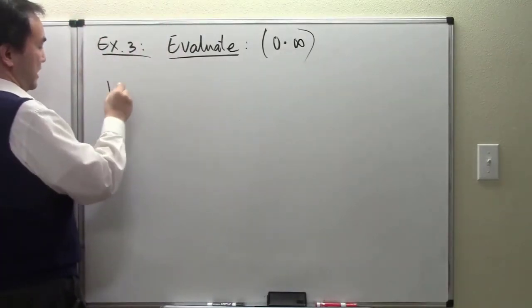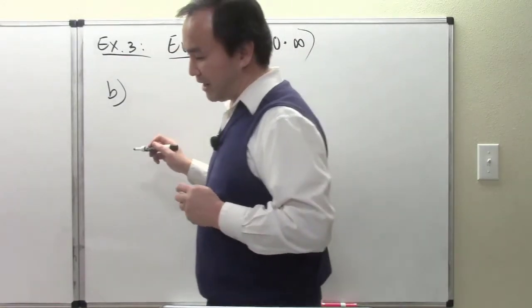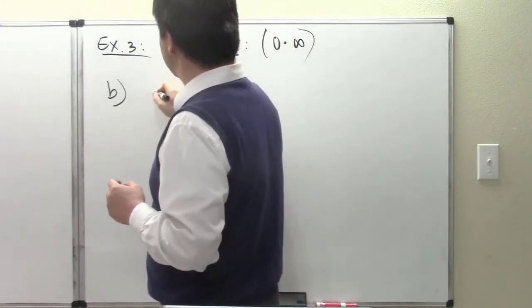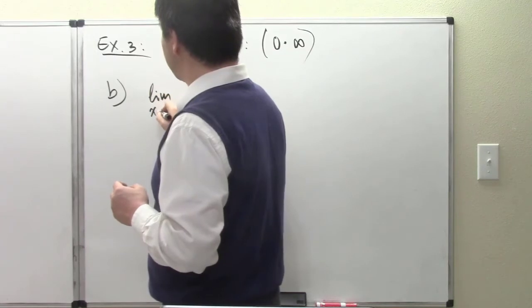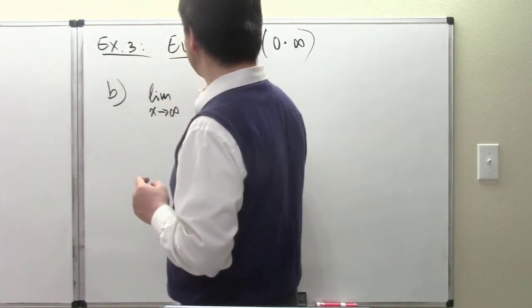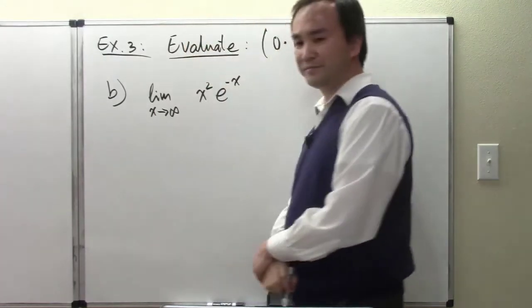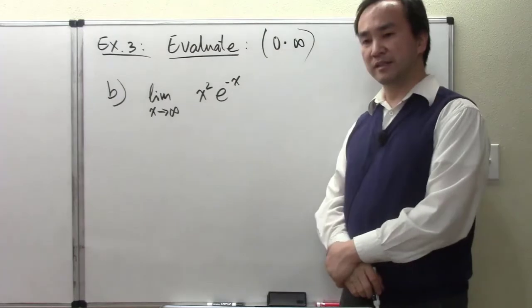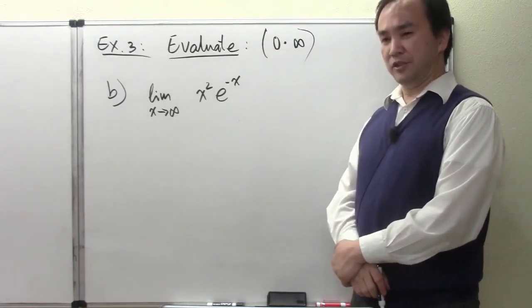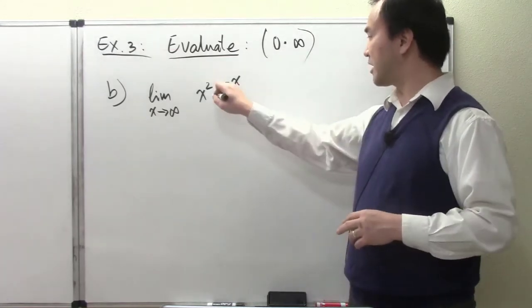Okay, so same example 3, part B of our example. Let's look at the limit as x approaches positive infinity. Here our function is x squared times e to the minus x. Okay, x squared times e to the minus x. So here's the observation. Again, I have a product.